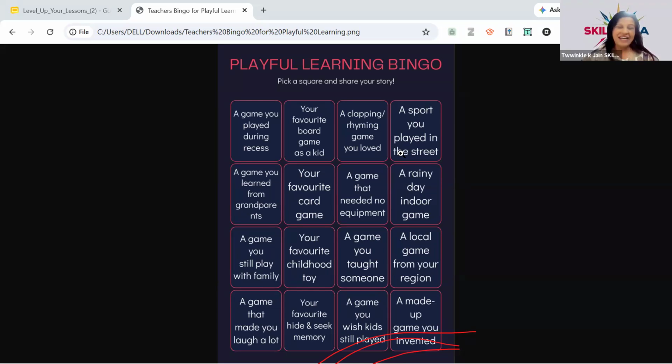I can understand her. Okay. So she is remembering her rainy day indoor game. Poshampa is a very old game of kids, actually. At our age, we used to play Poshampa.